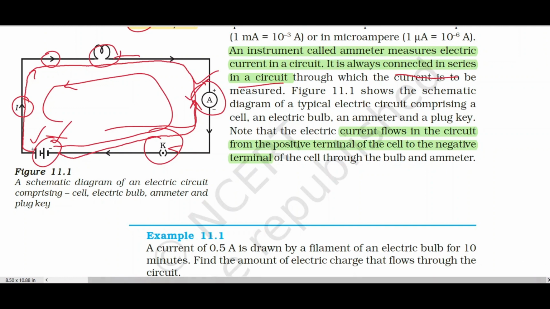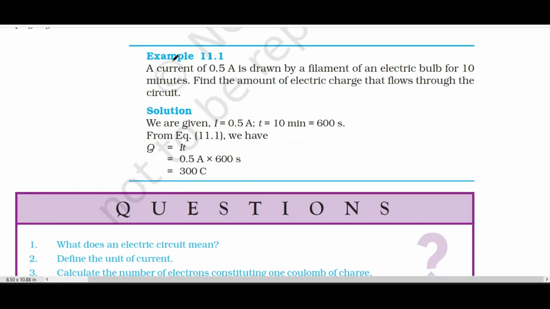Okay, let's move on. So let's see an exercise question here. A current of 0.5 ampere is drawn by a filament of an electric bulb for 10 minutes. Find the amount of electric charge that flows through the circuit. तो हमें यहाँ पे दिया क्या हुआ है? We are given current which is 0.5 ampere. What else are we given? We are given the time which is 10 minutes.